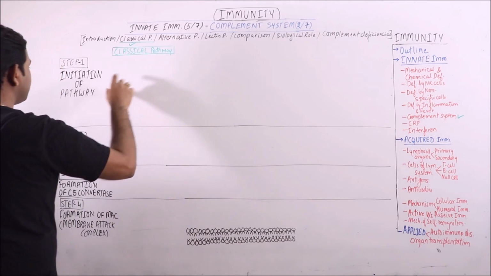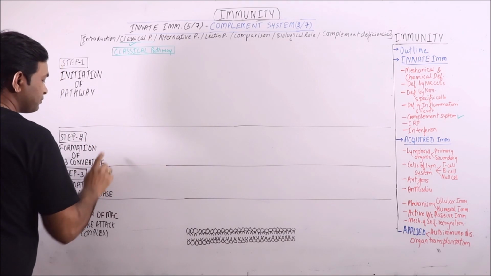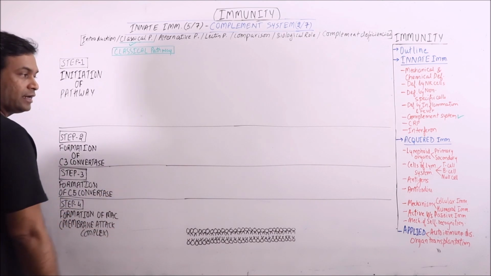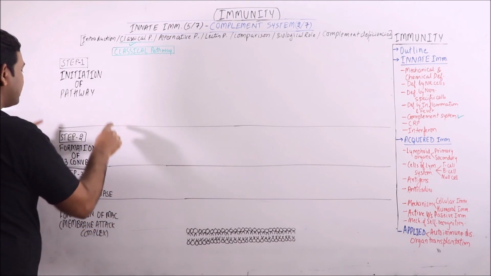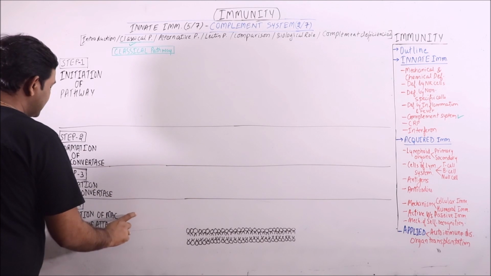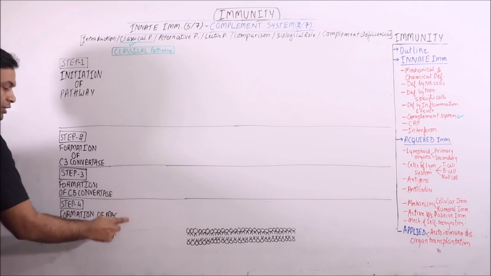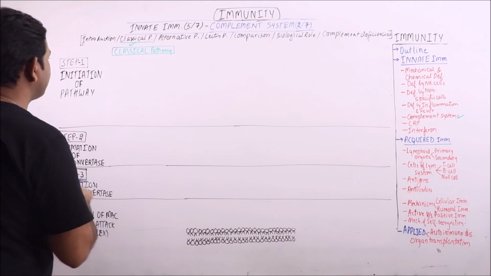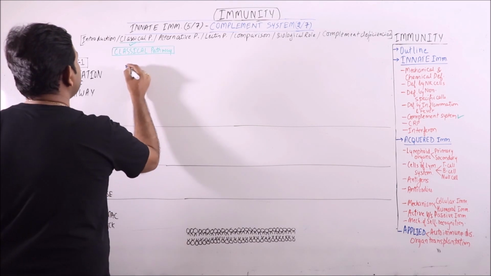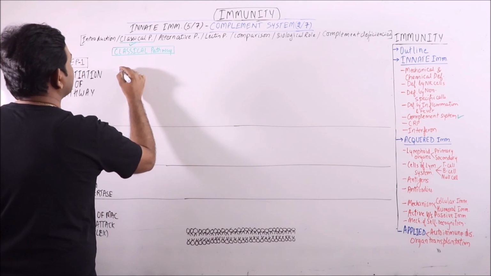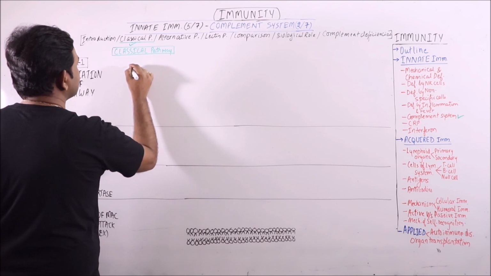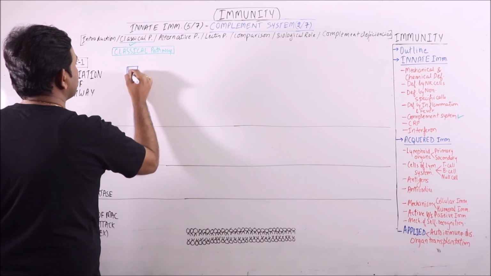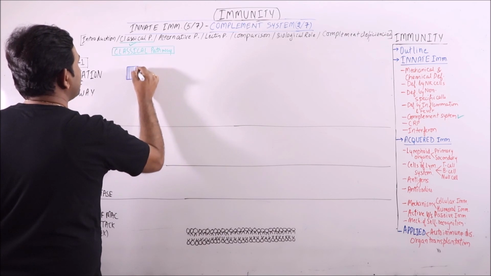All the three pathways basically differ in first two steps and they work very closely in step 3 and step 4. That is, they differ in step 1 and 2 and these are similar in action in step 3 and step 4. So first of all, we'll discuss the classical pathway. It starts with C1, that is complement 1. I am drawing the C1.